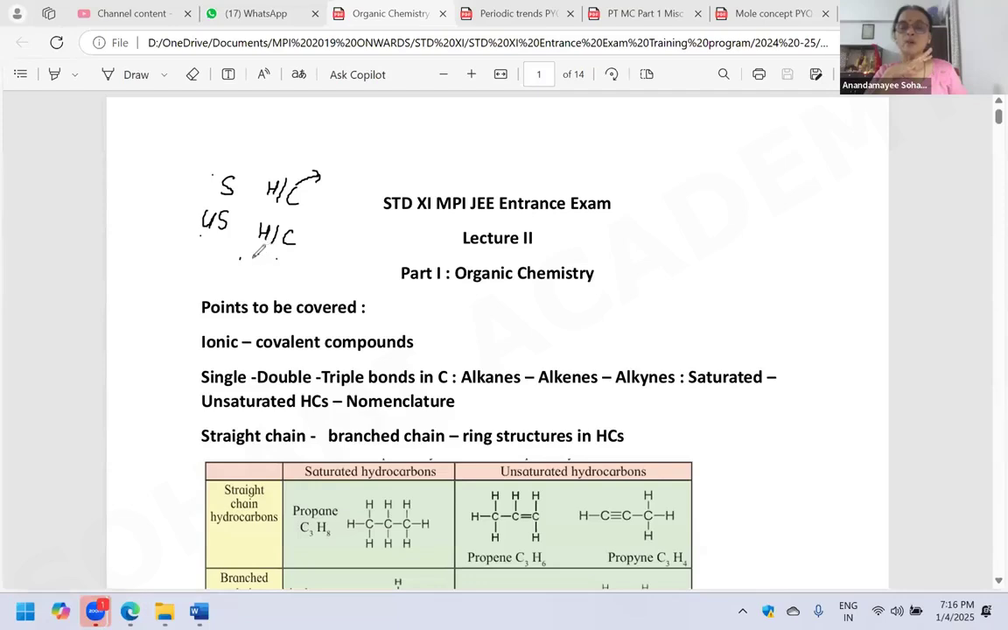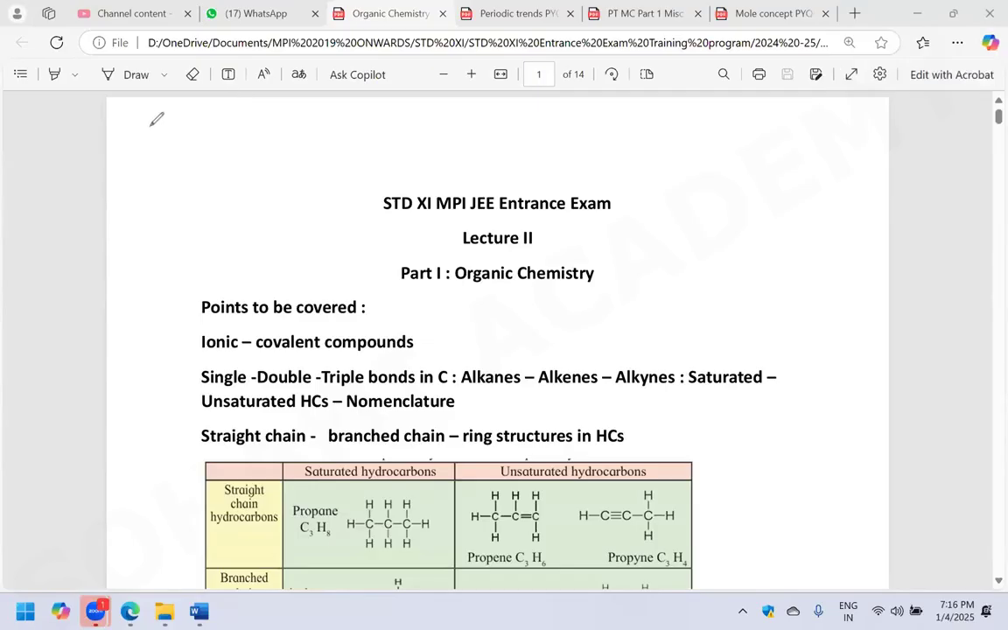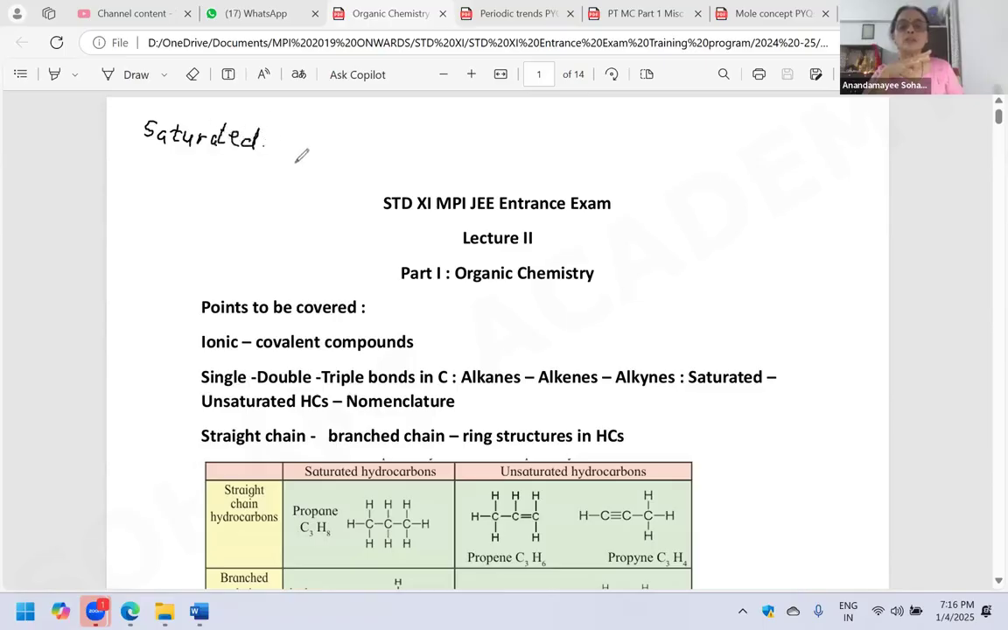Are all the names clear to all? Yes, ma'am. Take down if you want. Saturated, because these are the terminologies that will be used in the questions. Saturated, pure hydrocarbon, saturated, derived or substituted hydrocarbon. Then unsaturated, pure hydrocarbon, and unsaturated, derived hydrocarbon. All four terms clear to all?